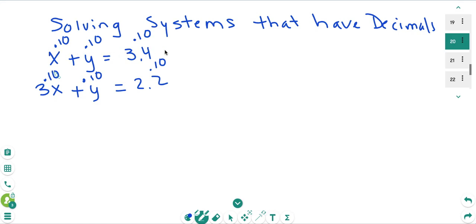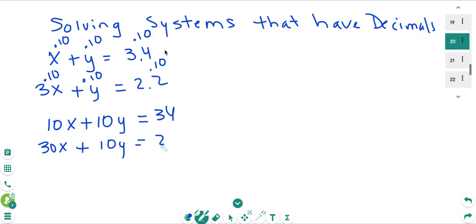So now my new equation that I'm working with is going to be 10x plus 10y is equal to 34, and 30x plus 10y is equal to 22. So now I have no more decimals. Now I'm going to be looking for, where do I see my zero pairs? So I have a positive 10 and a positive 10. If one of those 10y's was negative, I'd have my zero pair.